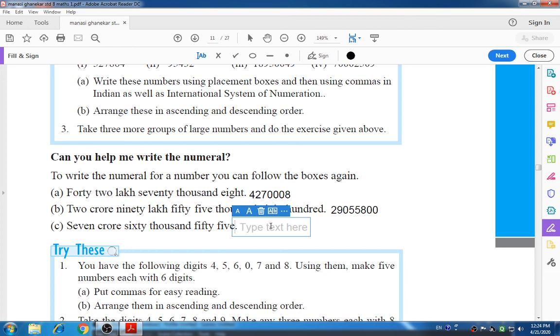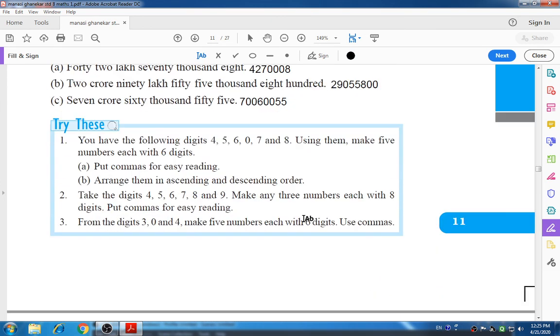7 crore 60,055. 7 crore 60,000. After crore there will be the lakh, and at the lakh place there is no number, so I will write here 0, and 60,000, so I will write here 60,000. 55, that means at hundreds place there is no number, so I will write here 0 and 55. Okay, these are the answers, and like this you have to solve other sums also.